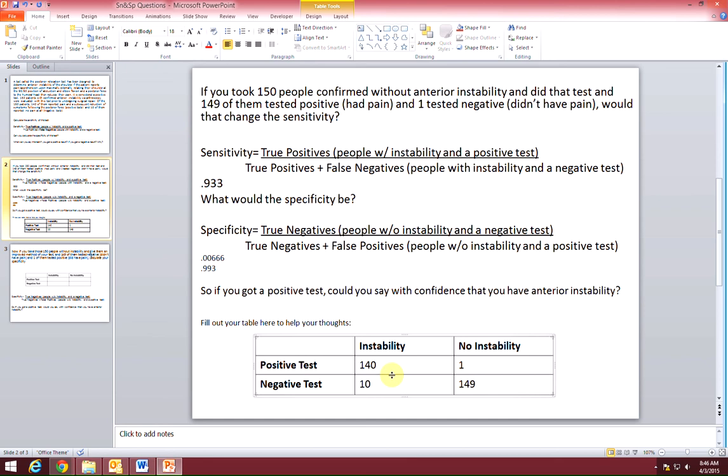We could do the same exact thing. I'd suggest switching these numbers around and seeing what it does. Or, like I said, write your own question. I think there are a couple up on the LMS right now. Write your own question and see how these numbers change, and then more importantly, articulate what that means in terms of if you get a positive test.